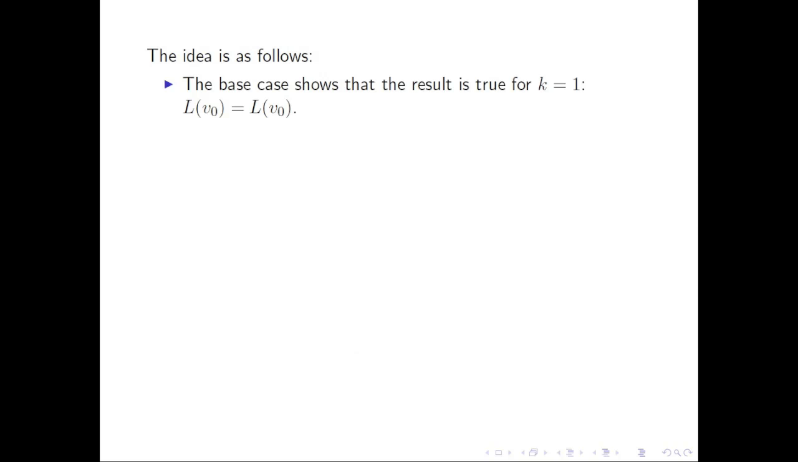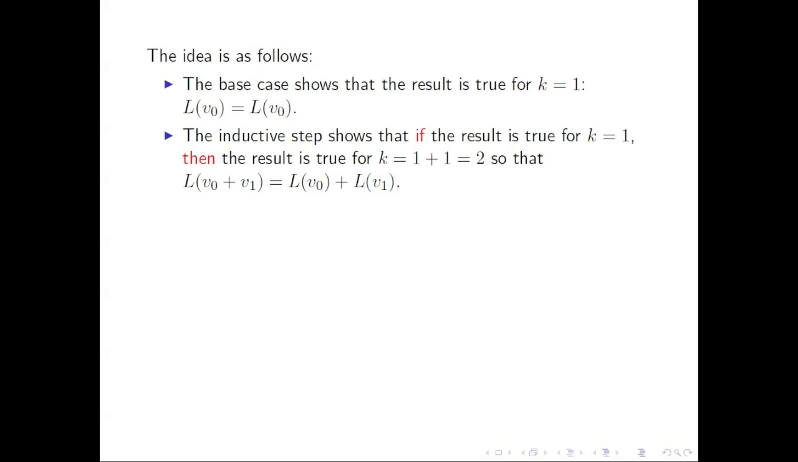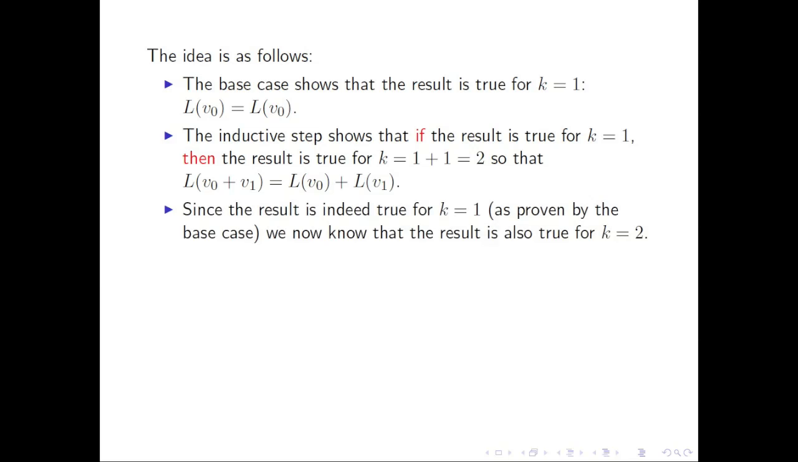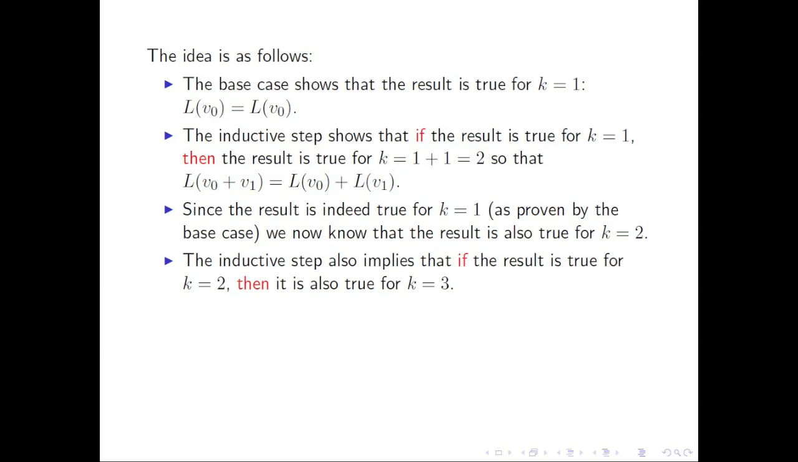So here's the idea. The base case shows that it's true for k equals 1: L of v0 is equal to L of v0. The inductive step says that if it's true for k equals 1, then it's also true for k equals 1 plus 1, which of course is equal to 2. So if it's true for k equals 1, then we know that L of v0 plus v1 is the same as L of v0 plus L of v1. But we know that it's true for k equals 1, so therefore we conclude that it's true for k equals 2. The inductive step again implies that if the result is true for k equals 2, then it's also true for k equals 3.